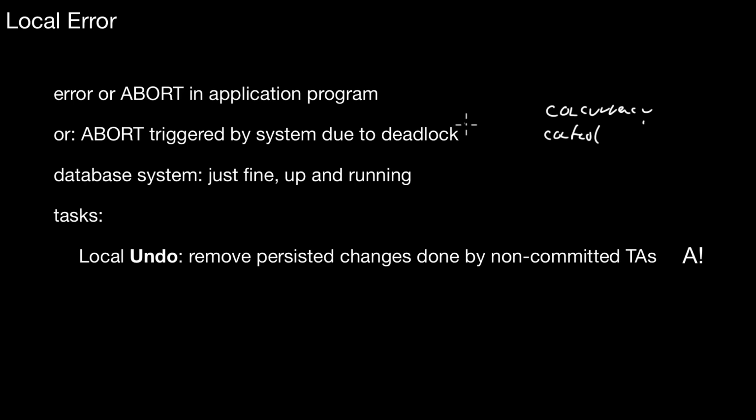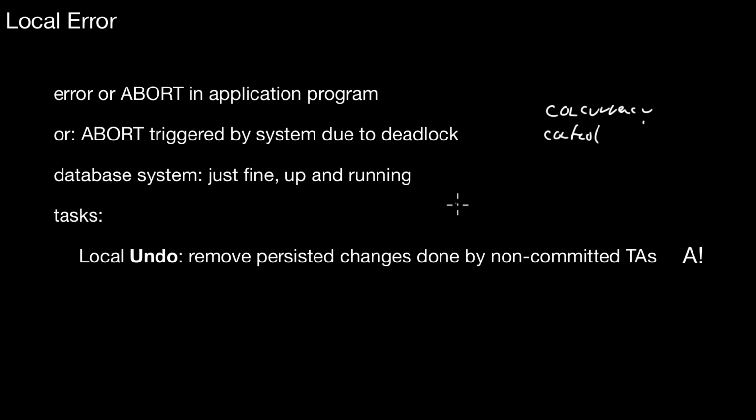So which means if a transaction is aborted here, the changes done by that transaction have to be undone. It doesn't matter whether it was the application program, whether it was any error here, whether it was concurrency control aborting the transaction. We have to undo the changes of those transactions. So we assume here that the database system is just fine, it's up and running. There was no system failure in that sense. It's just a local problem.